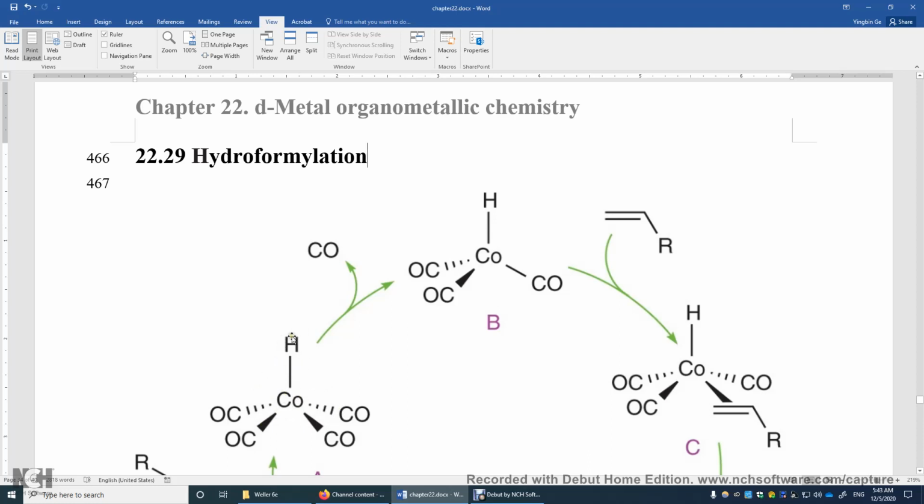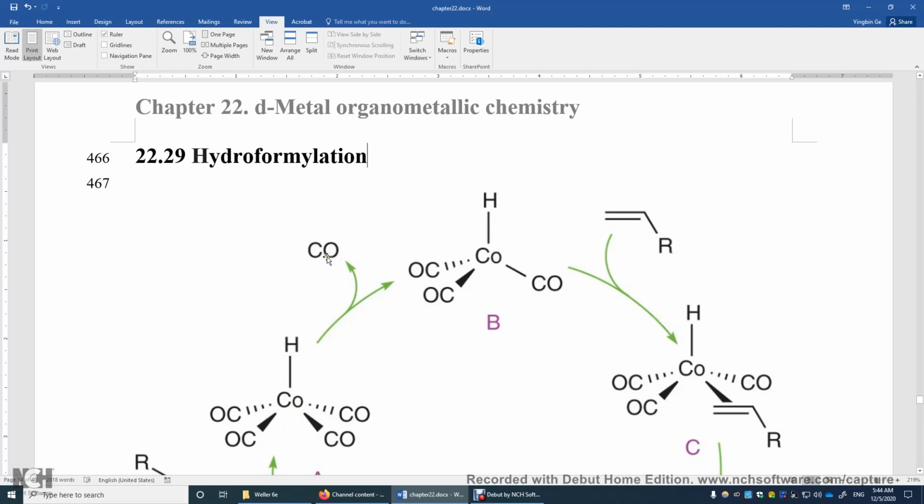You may view this as a H- hydrido ligand that donates 2 electrons to this cobalt. So we have 8 plus 2, a total of 10 electrons. Now there are 4 neutral carbonyl ligands that can donate their lone pair electrons to cobalt as well. So we have 10 plus 8, 18 electron configuration for this cobalt.